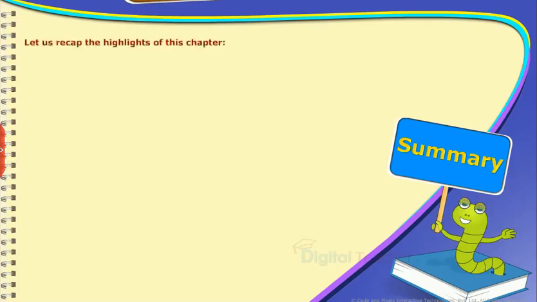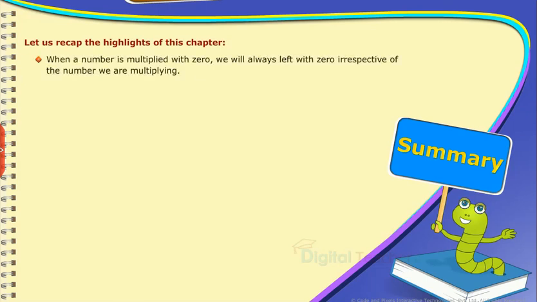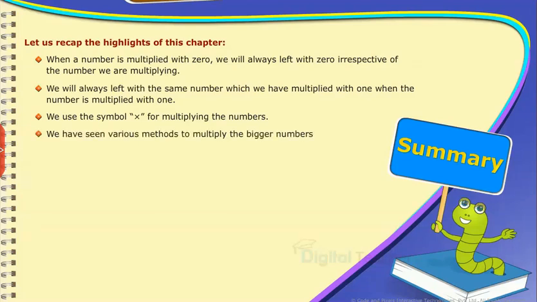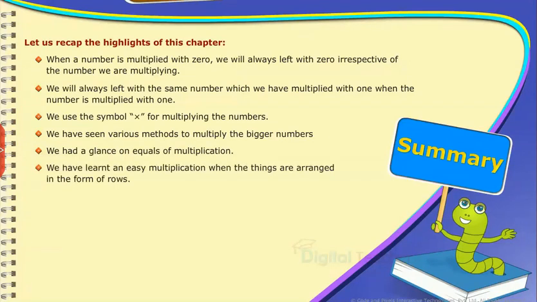Summary. Let us recap the highlights of this chapter. When a number is multiplied with 0, we will always be left with 0 irrespective of the number we are multiplying. We will always be left with the same number which we have multiplied with 1 when the number is multiplied with 1. We use the symbol cross for multiplying the numbers. We have seen various methods to multiply the bigger numbers. We had a glance at equal groups of multiplication. We have learnt an easy multiplication when the things are arranged in the form of rows.